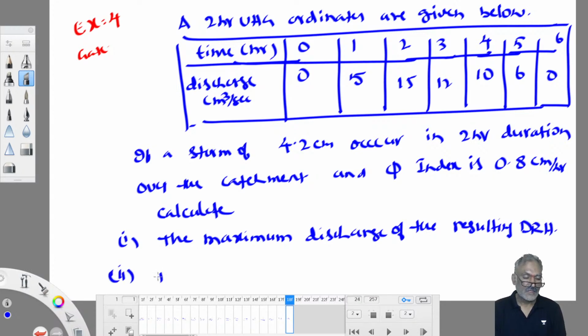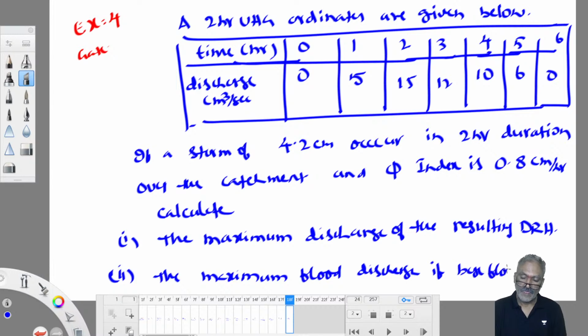Second question, the maximum flood discharge. If base flow is 7 meter cube per second. That was the question. Come on, if you solve this question, I can understand that you got full idea of the subject, this topic.